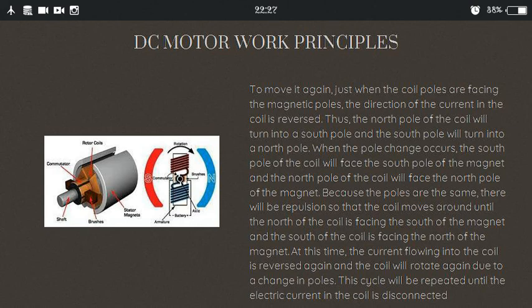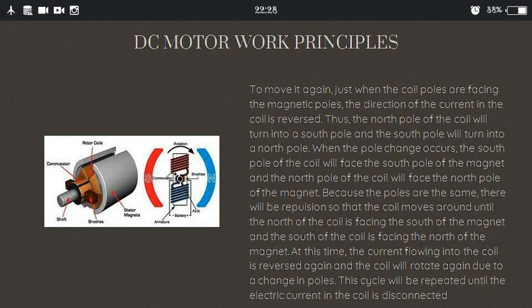To move it again, just when the coil poles are facing the magnet poles, the direction of the current in the coil is reversed. Thus, the north pole of the coil will turn into a south pole and the south pole will turn into a north pole. When the pole change occurs, the south pole of the coil will face the south pole of the magnet, and the north pole of the coil will face the north pole of the magnet.